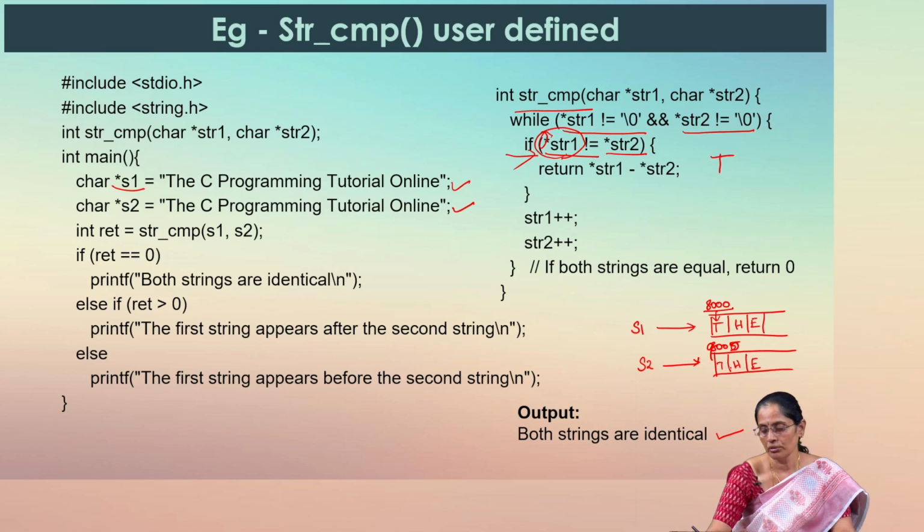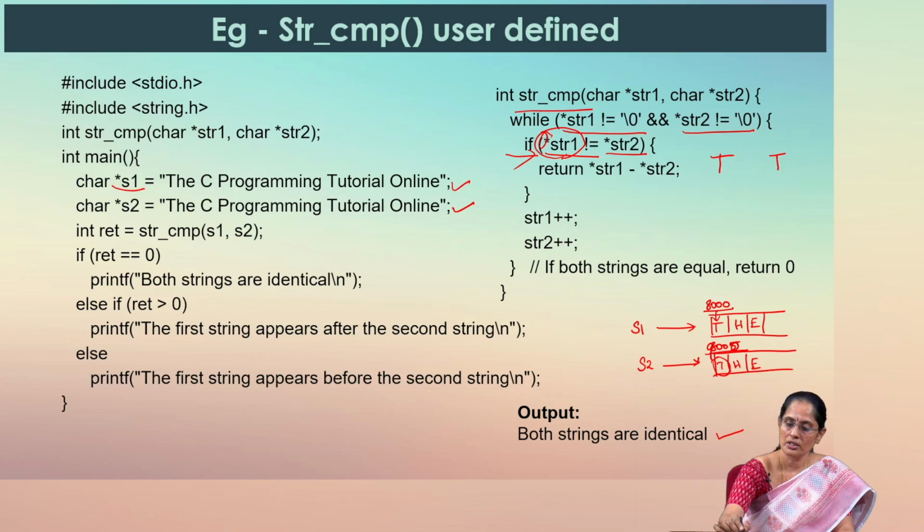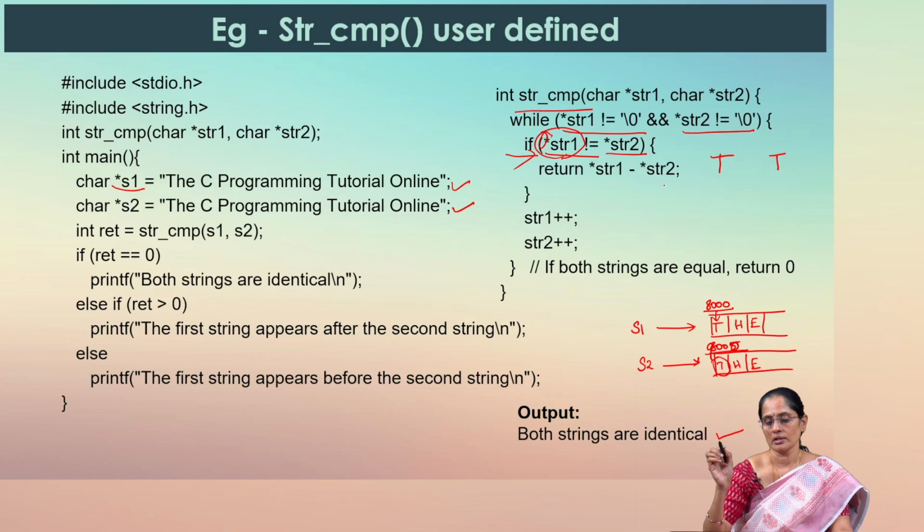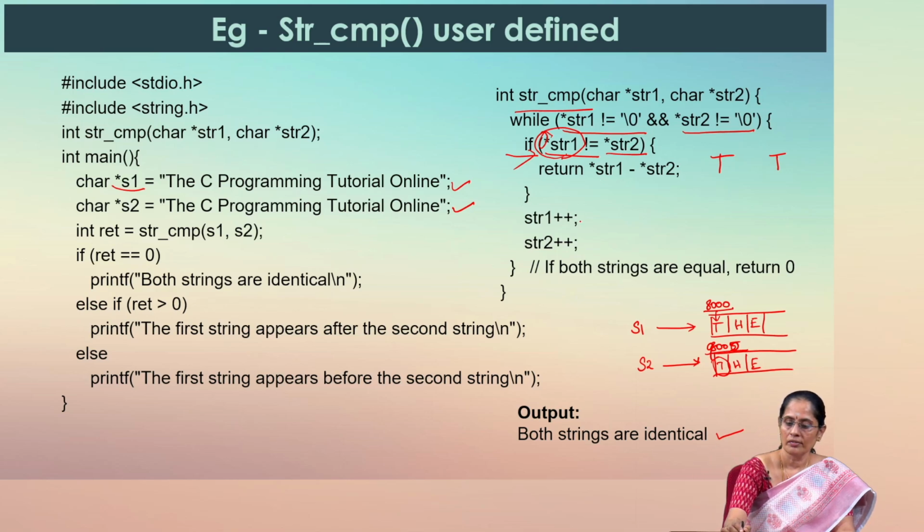Then what we do? We take asterisk str2. Asterisk str2 is again going to be the location 9000. What is the value stored in 9000? It is going to be T. So, it is also T. So, we are comparing these two characters. If it is not equal, we are going to subtract str2 value from str1, right, or otherwise we can simply increment the value of str1, we can simply increment the value of str2.